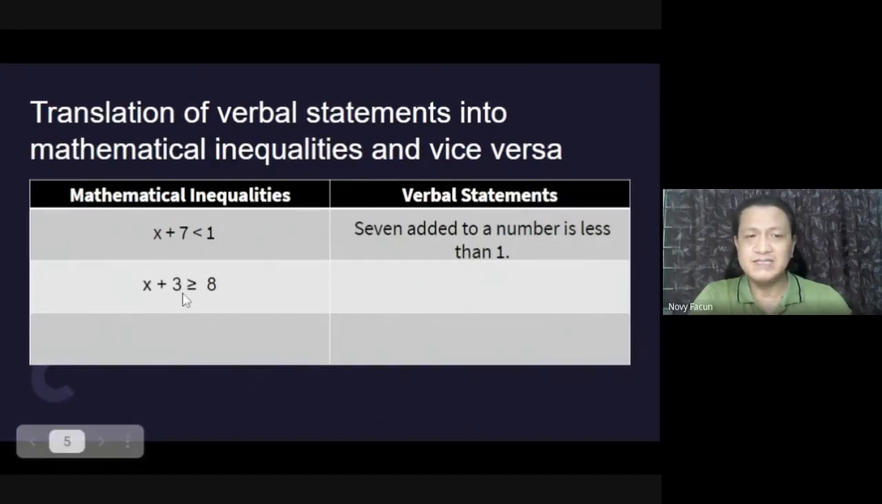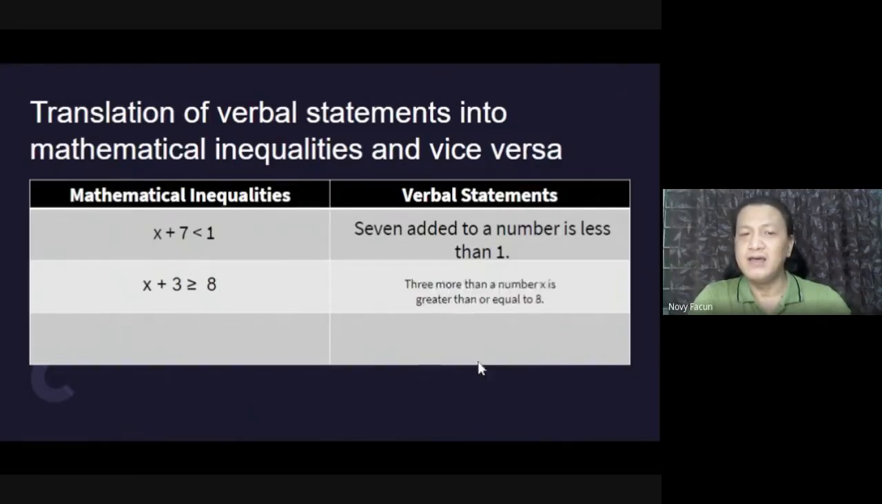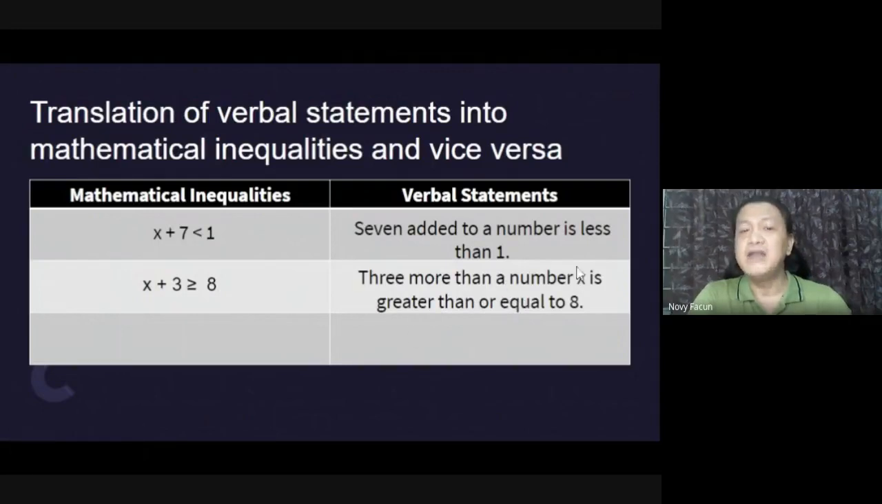Next, we have x plus 3 is greater than or equal to 8. And the symbol used here is greater than or equal to. And that is simply 3 more than. The words more than, that's addition. A number x is greater than or equal to 8.